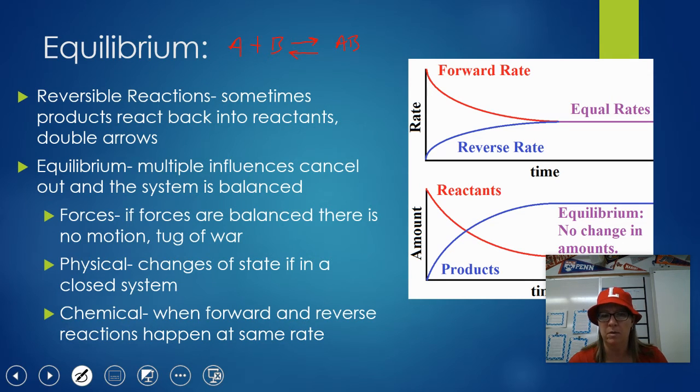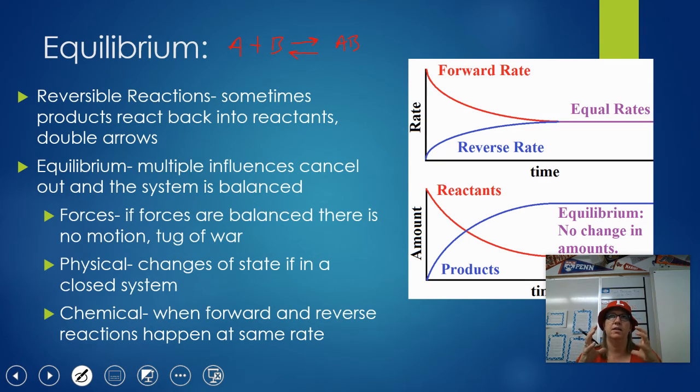So we can see equilibrium happening with forces, with physical changes, and with chemical changes. With forces, if the forces are balanced, then there's no motion happening. So if you're playing tug of war and both sides are being pulled exactly equally, nothing's going to happen. Okay. If two people are pushing on something and it's an equal force, it's not going to move. It's only when it's an unbalanced force that movement happens. So equilibrium would be that equal energy. Okay. It cancels out.